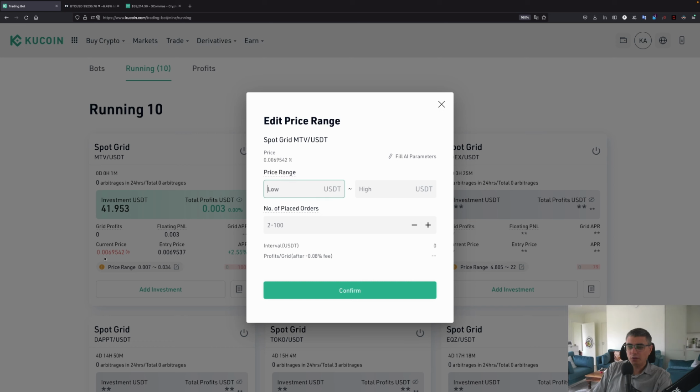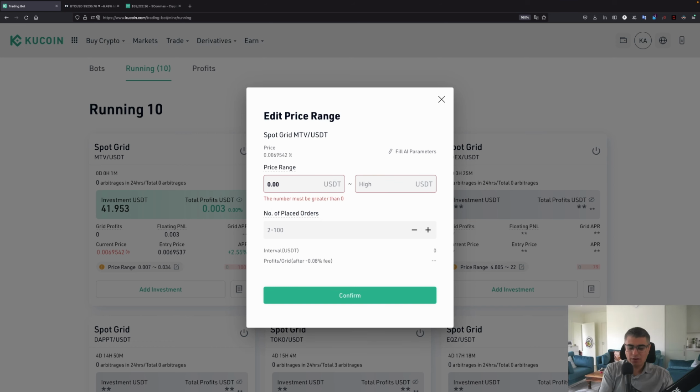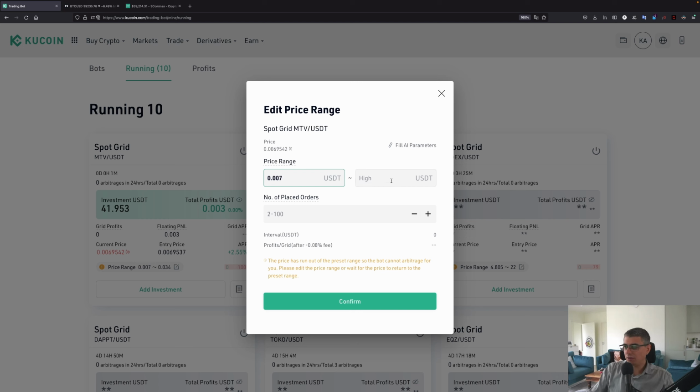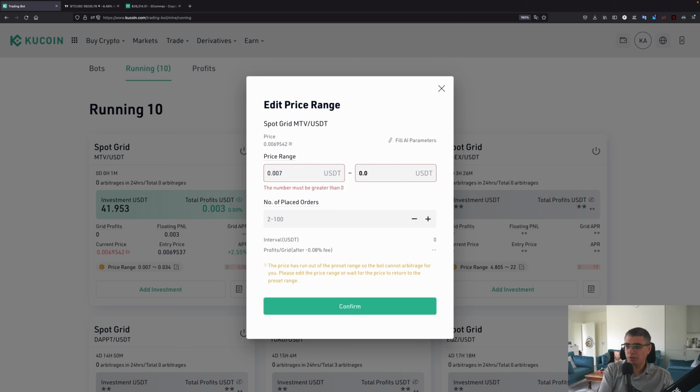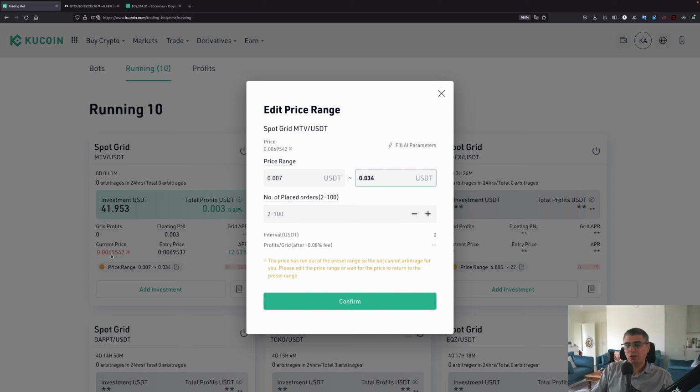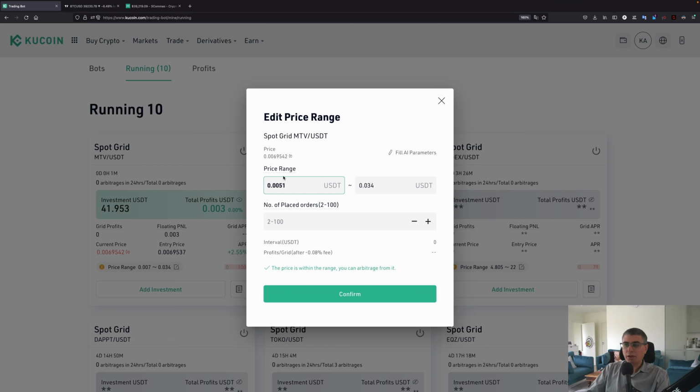You just go here, you see your price range right here. You can just type in, reading from there, 0.7 and here 0.034. Let's say the price went down to 0.05, right? Then I would type in 0.051, just to be sure that the price won't go above it before I confirm this, right? And that's it. In this case, you give the chance to your bot to start doing trades as soon as possible.